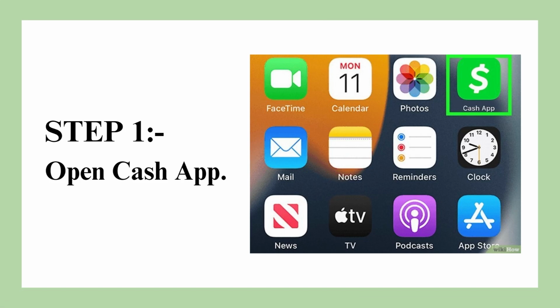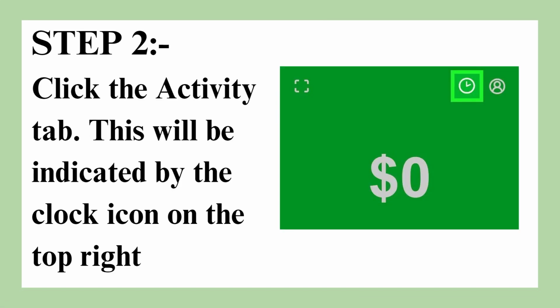First, open the Cash App. Then, click the Activity tab. This will be indicated by the clock icon on the top right. Next, select the payment you want to cancel. You'll be able to see the sender, the amount, and the time of the payment.